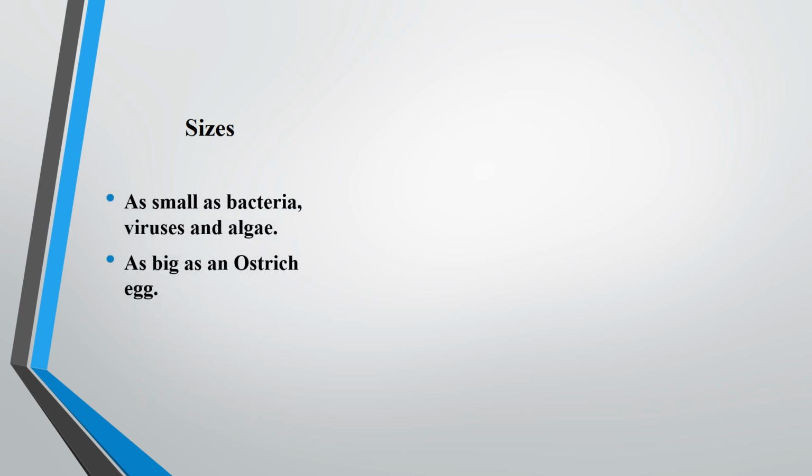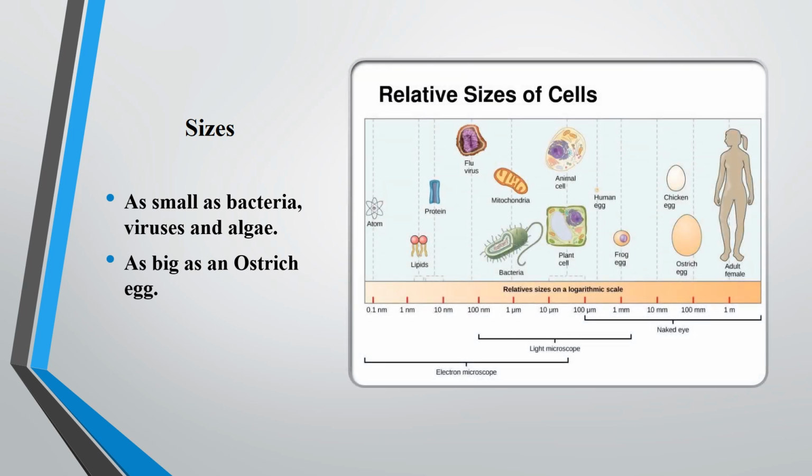The sizes of the cells also vary a lot. Most of them are so small that they cannot be seen through the naked eye, like bacteria and viruses. But some of them are as big as a chicken or an ostrich egg. Cells are mostly measured in micrometers, and they can be seen through a microscope.